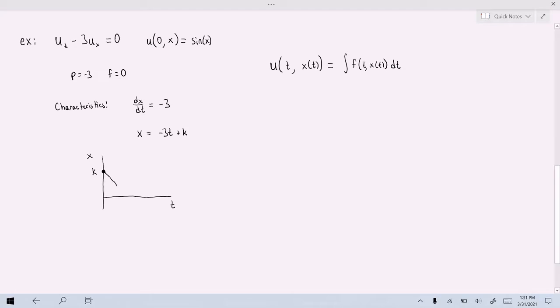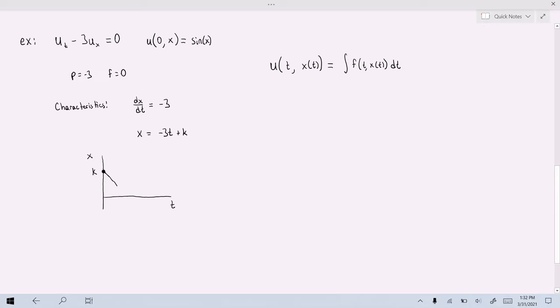All right, so here is a particular PDE. So it's of the form ut plus p ux equals f. So p would be the constant function -3, and f would be the constant function 0. Now remember that the characteristics are defined by the equation dx/dt equals p. So here what we can do is we can integrate both sides with respect to t. So we will get x equals -3t plus k.